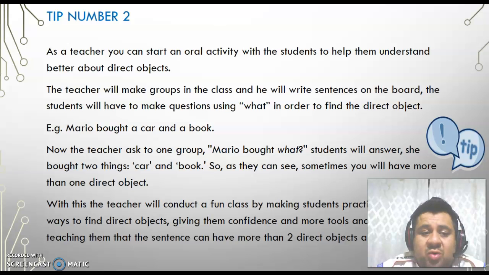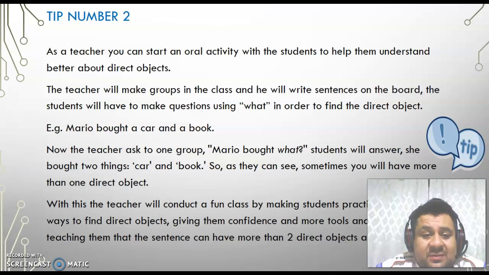Example, Mario bought a car and a book. Now the teacher asks one group or one student, Mario bought what? Students will answer, he bought two things, car and book. So as they can see, sometimes you will have more than one direct object, if that is the case.